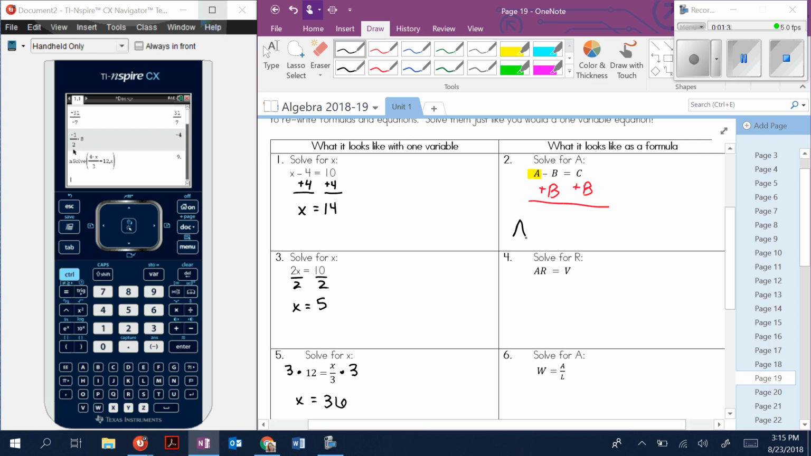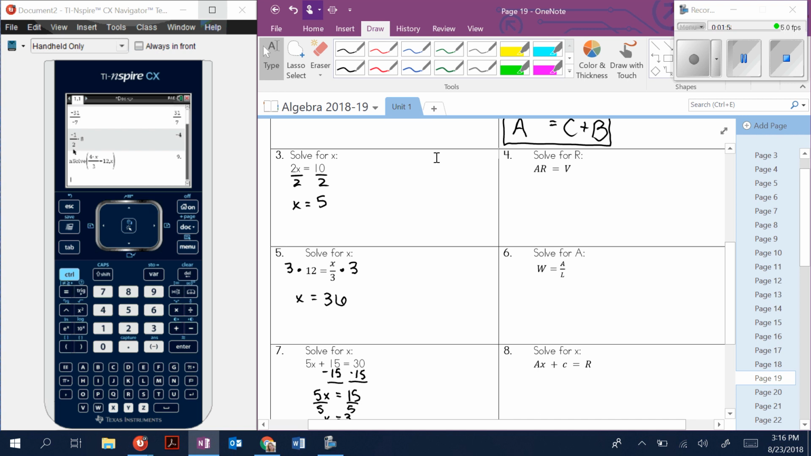So a is alone now. That's going to equal c plus b. C plus b. We can't add cantaloupes and bananas together to make banana, I don't know. So c plus b is how it stays. And we've solved for a. Solve for a means get a alone. Okay, see, not so bad.